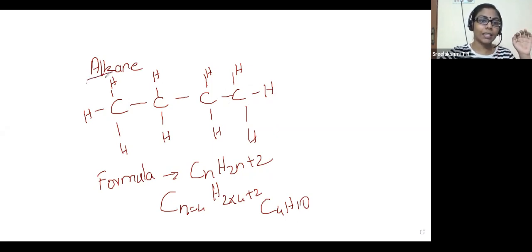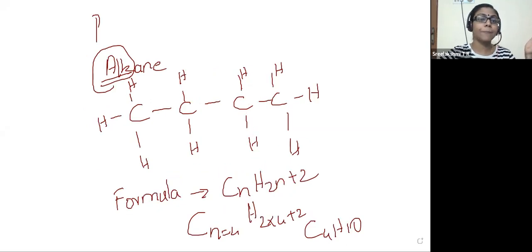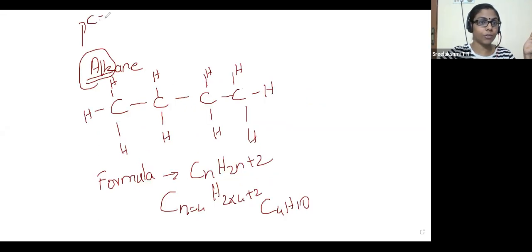So the prefix can be anything according to the number of carbon atoms. If the number of carbon atoms n is equal to 1, then it is meth. N is equal to 2 means it is eth. N is equal to 3 means it is what?